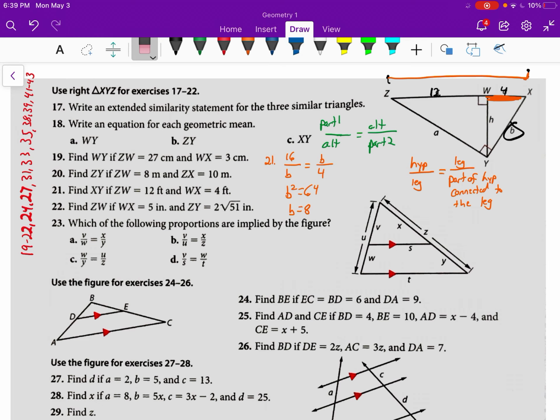All right, let's erase that one, and we'll go to 22. Find ZW. That's this one. We want to find ZW. If WX is 5, so this is 5, and ZY is 2 root 51.